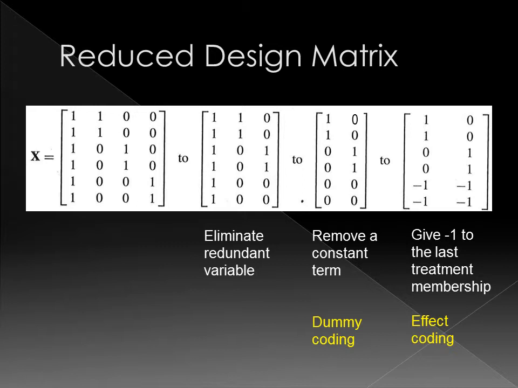The last matrix also has 2 columns. However, we changed the membership for person 5 and person 6 to negative ones. And this is called effect coding. Therefore, instead of giving person 5 and person 6 zeros, we give them negative ones. I will explain why we need effect coding. Dummy coding and effect coding are most popularly used in ANOVA.